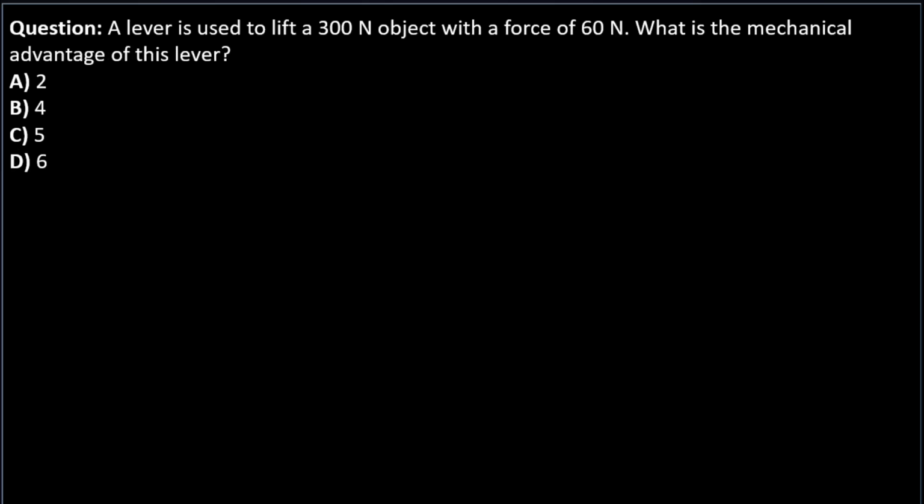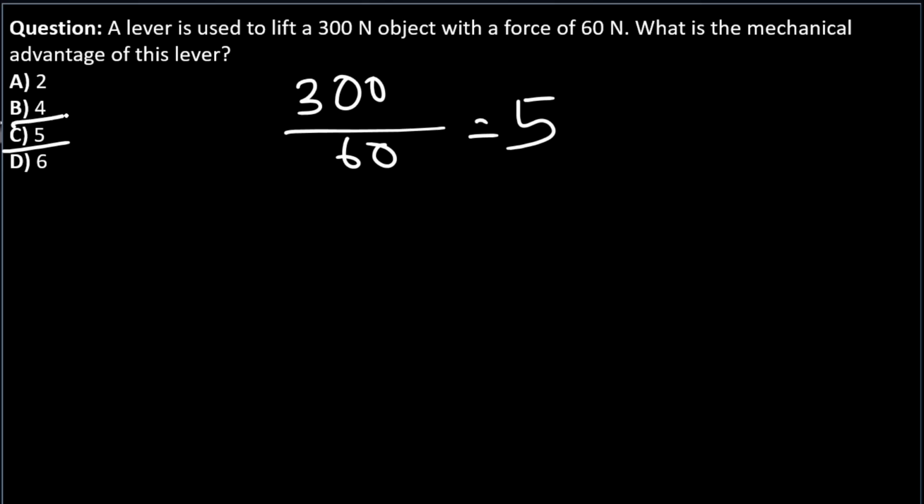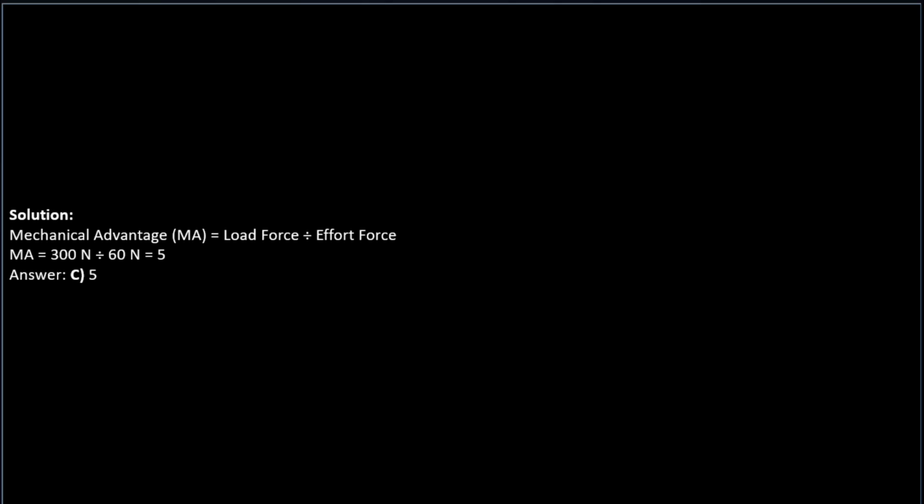Now come to another problem. A lever is used to lift a 300 Newton object with a force of 60 Newton. What is the mechanical advantage of the lever? Here we just divide 300 by 60, which equals 5. So option C, 5, will be the answer.